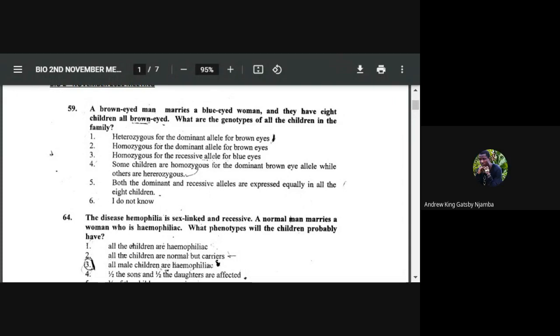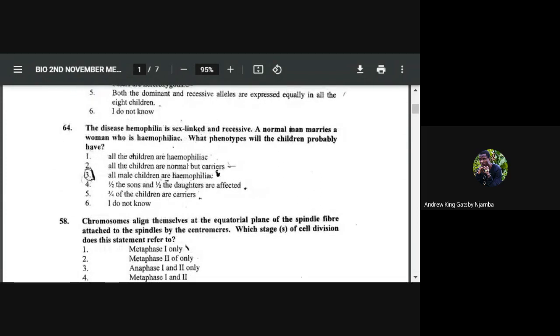Okay, we can go on to question number 64. Number 64 is saying the disease hemophilia is sex linked and recessive at the same time. A normal man marries a woman who is hemophilic. What phenotypes will the children probably have? So this question is based on sex linked genes or diseases.